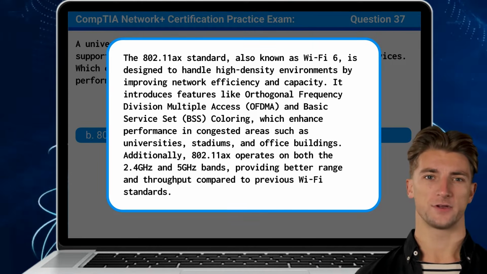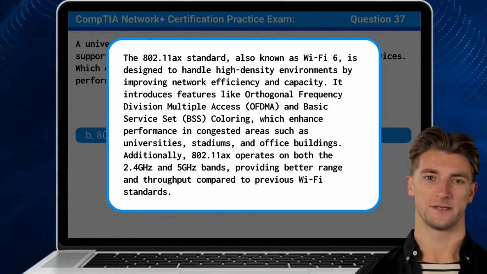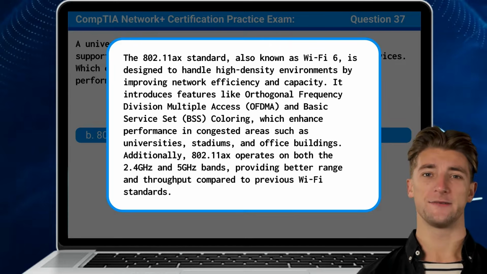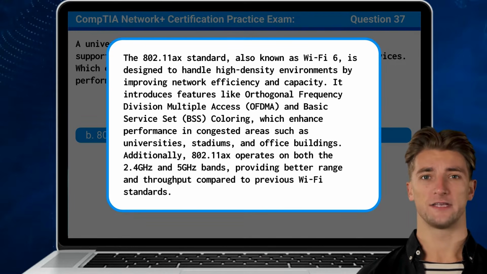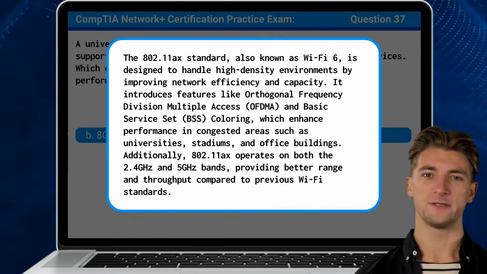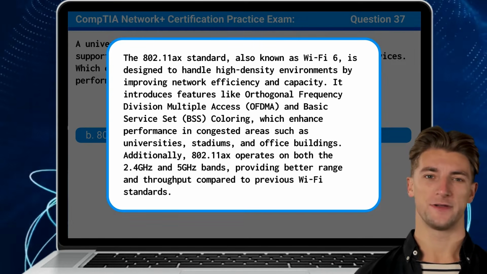The 802.11ax standard, also known as Wi-Fi 6, is designed to handle high-density environments by improving network efficiency and capacity. It introduces features like orthogonal frequency division multiple access, and basic service set coloring, which enhance performance in congested areas such as universities, stadiums, and office buildings. Additionally, 802.11ax operates on both the 2.4 GHz and 5 GHz bands, providing better range and throughput compared to previous Wi-Fi standards.